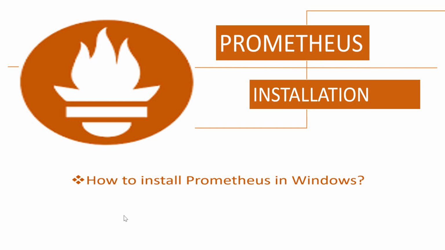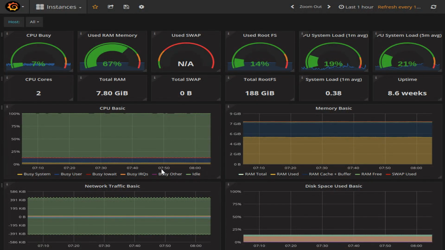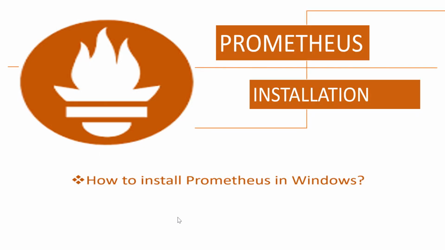Hello and welcome. In this video, I'm going to talk about Prometheus installation on Windows. Prometheus is a monitoring tool that we use to monitor servers and their services. For example, we can monitor the CPU, RAM, disk space, and many more. So let's go and do the installation.